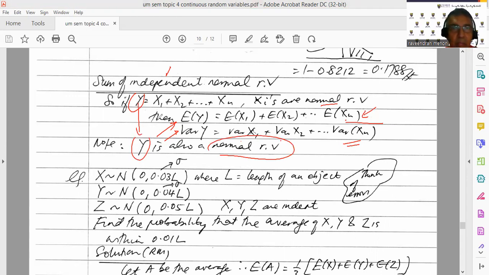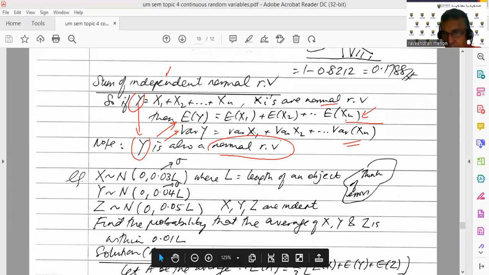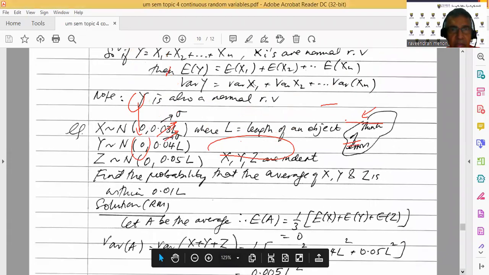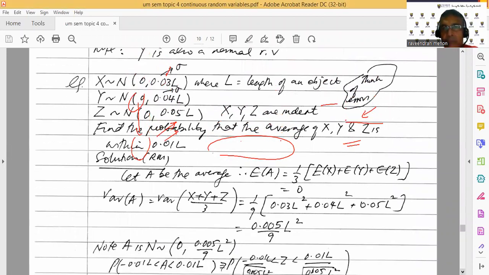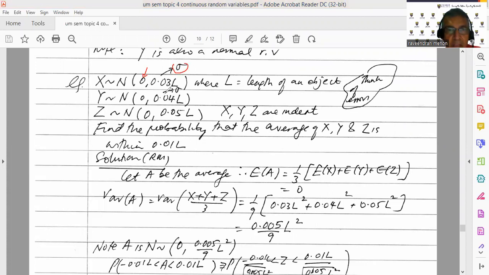Okay, next example. So remember, read the question very carefully in any exam that you take. Here we have, let me clean this. You're told that X is normal with mean 0 and standard deviation, right? This particular book that I am using gave me standard deviation instead of variance, okay? So just read the question carefully, right?